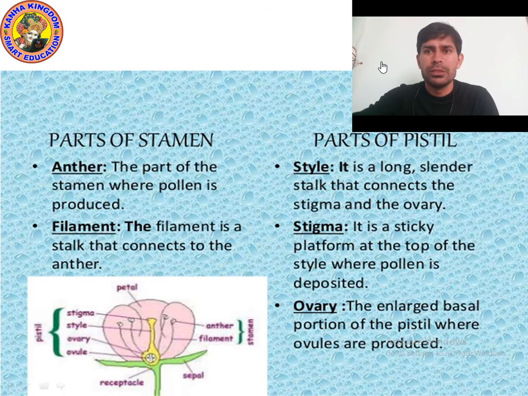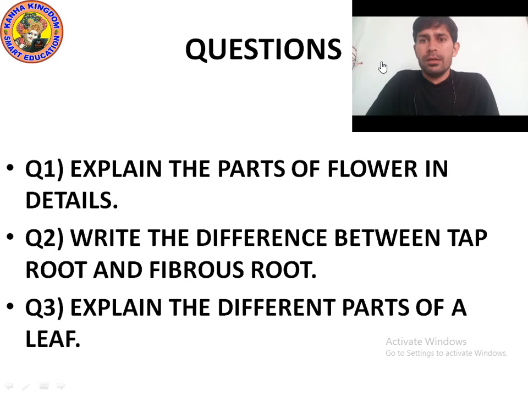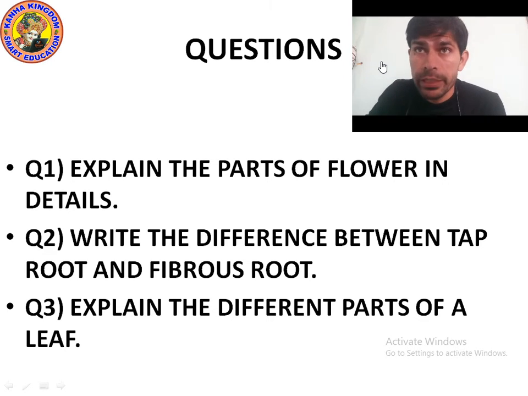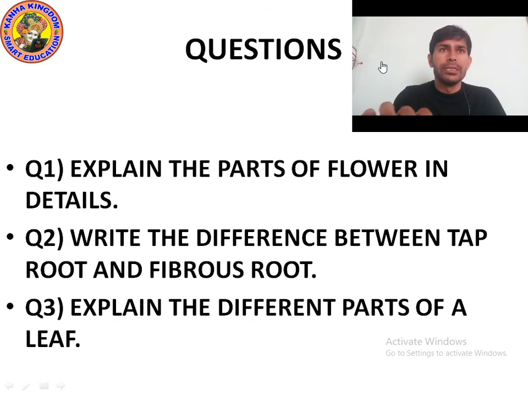Let's move on to the last point. Okay, kids, it's time to ask questions from you. Question number 1: Explain the parts of a flower in detail. There are two parts of a flower, stamen and pistil. The stamen is the pollen producing organ of the flower, and pistil is the ovule producing part.